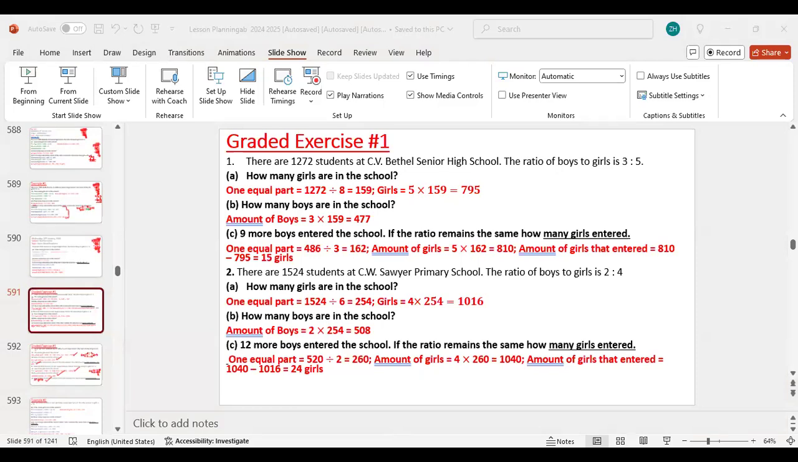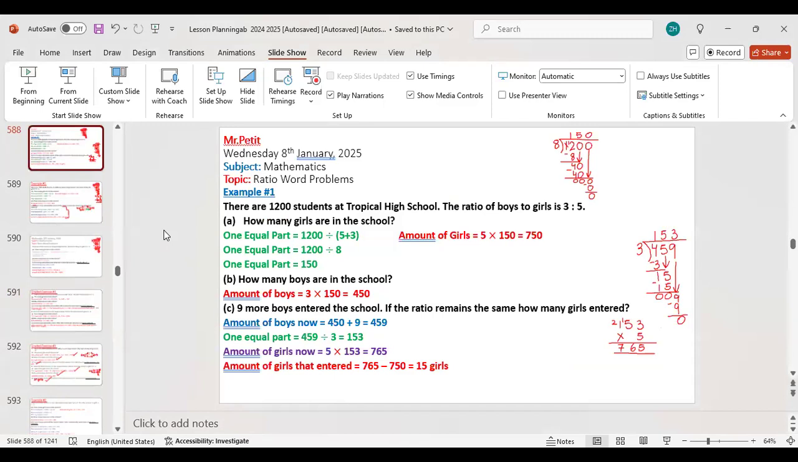Anyone need me to go back to the first one again? Let me do that. Let me go back to the first one. So for some people who didn't have it, this is the first one. This is the second one.